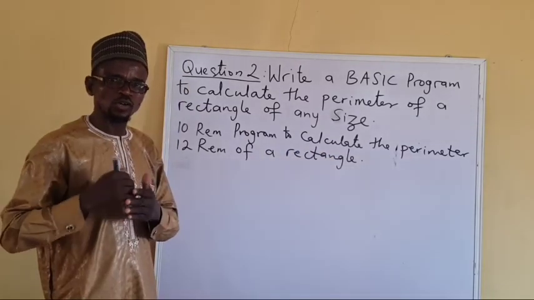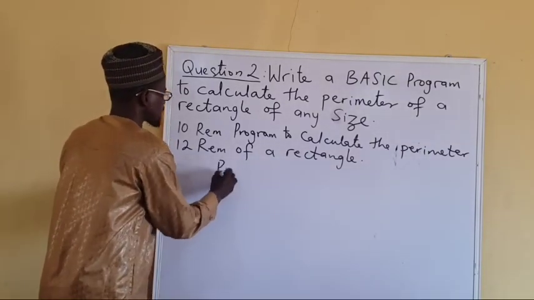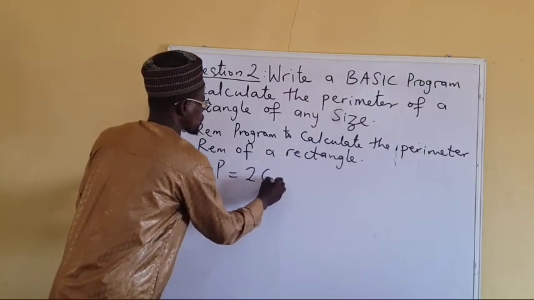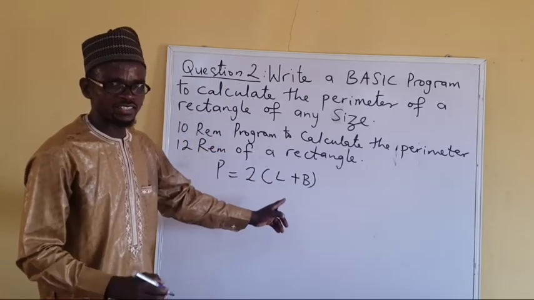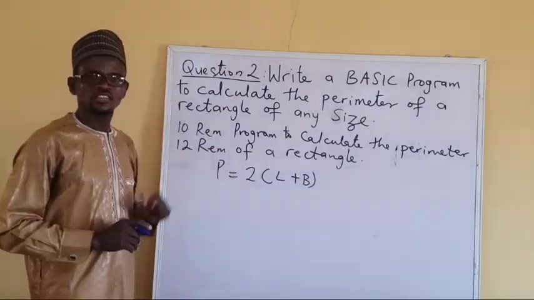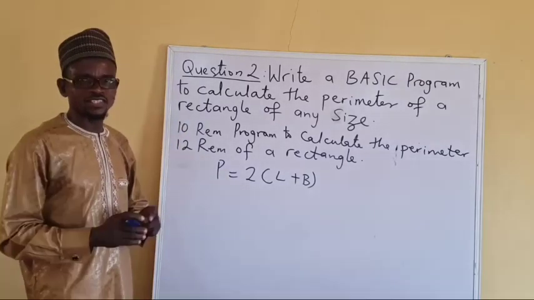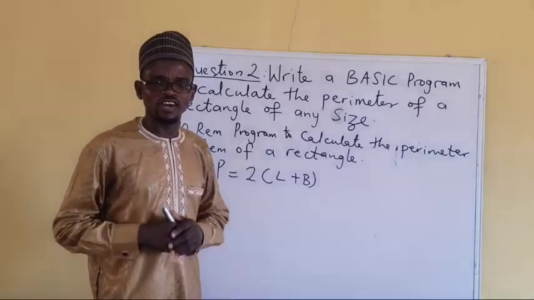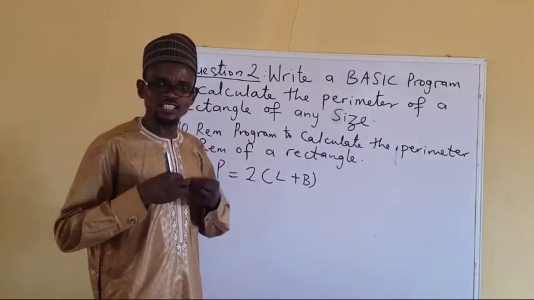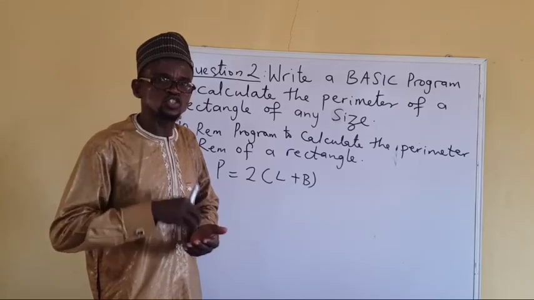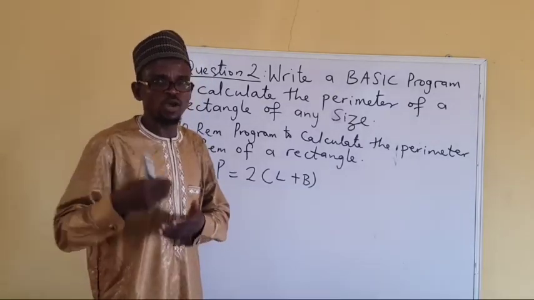What is the formula to calculate the perimeter of a rectangle? The formula is perimeter is equal to 2 into (L plus B), where L is length and B is breadth. This question is talking about the perimeter of a rectangle of any size. Since we were not given the value of length nor breadth, we are going to use a statement that will allow us to supply the values during the runtime. That is, during the time we are running the program.